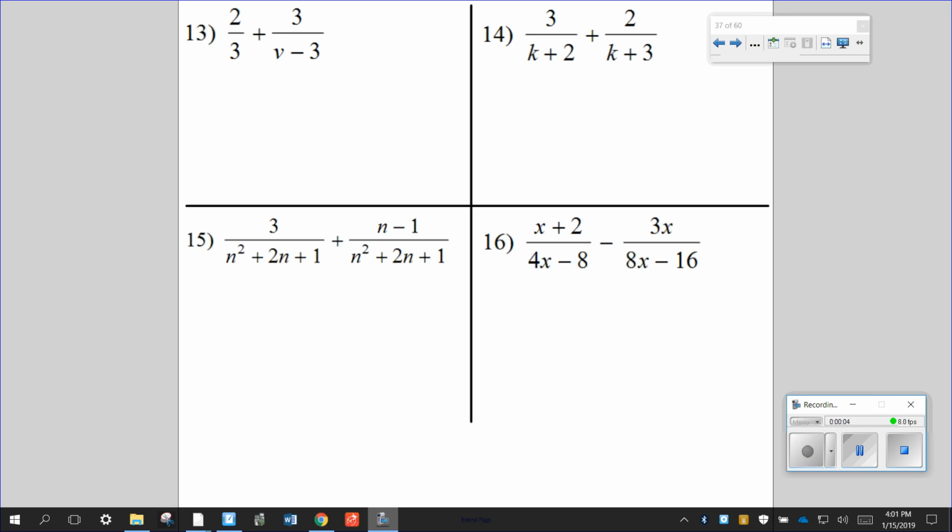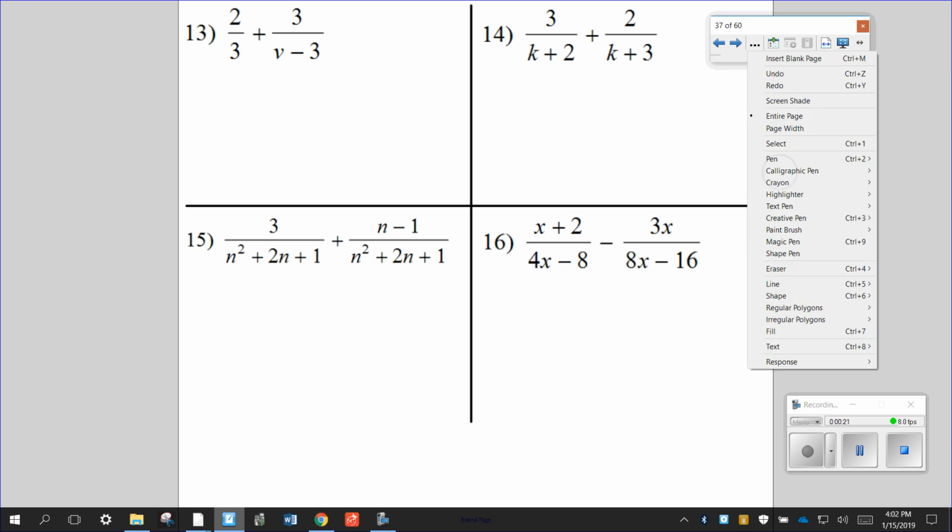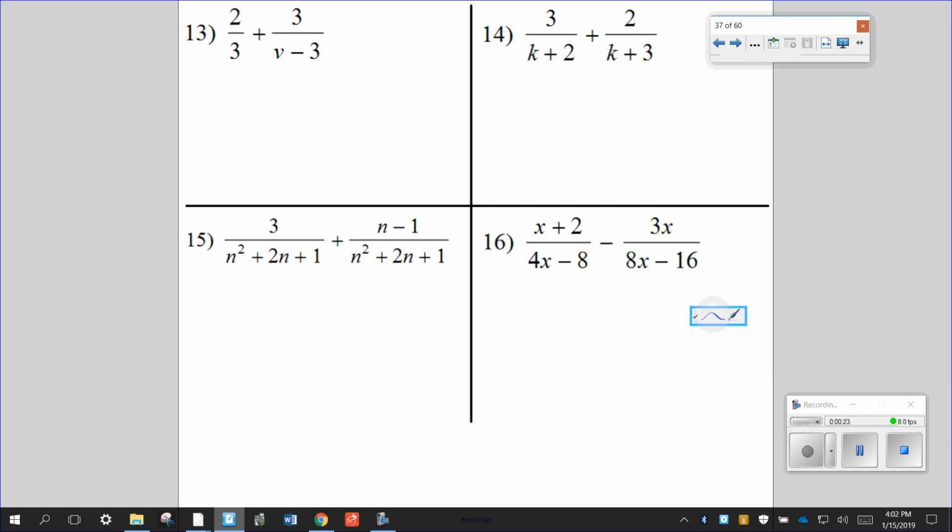Alright, we're back with adding and subtracting rational expressions. I'm going to start with number 13. We need to get a common denominator. To get a common denominator, we are going to multiply the first fraction by the denominator of the second fraction. So that one will go here.